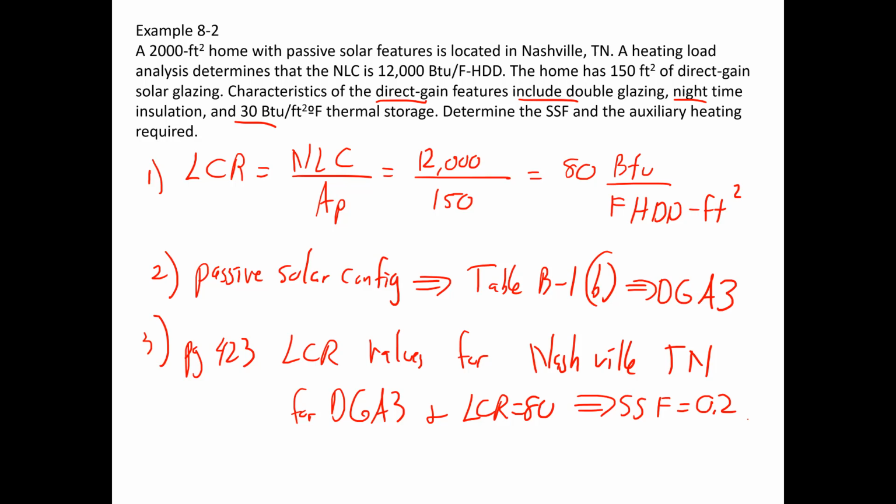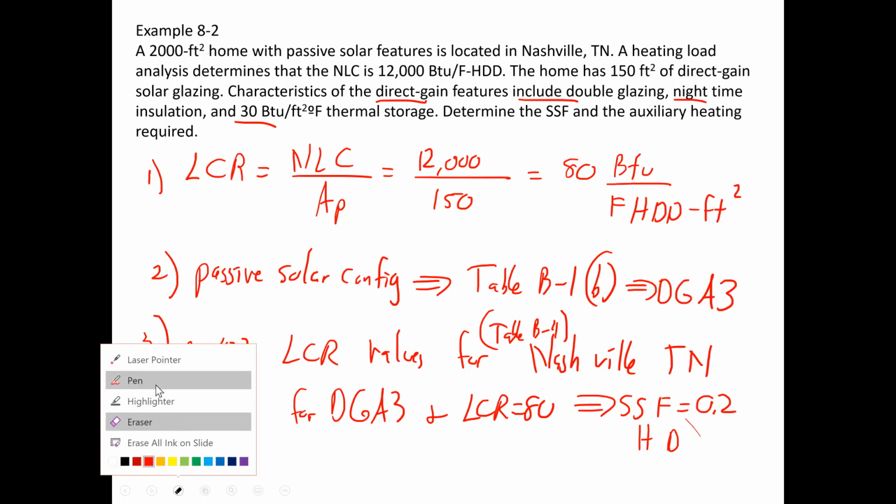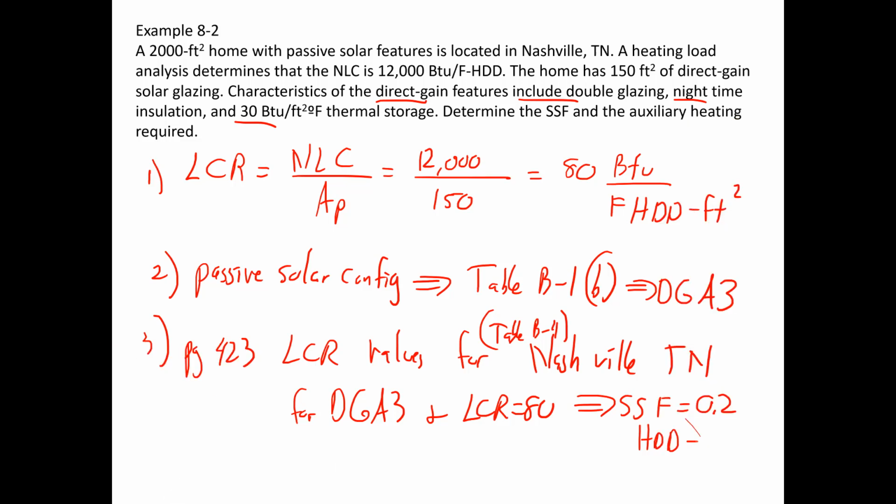What's interesting about this table is that if you go back to the beginning of it, table B4, it also gives us the number of heating degree days, HDD. The heating degree days in the upper right-hand side of the chart is 3,696 degree days.